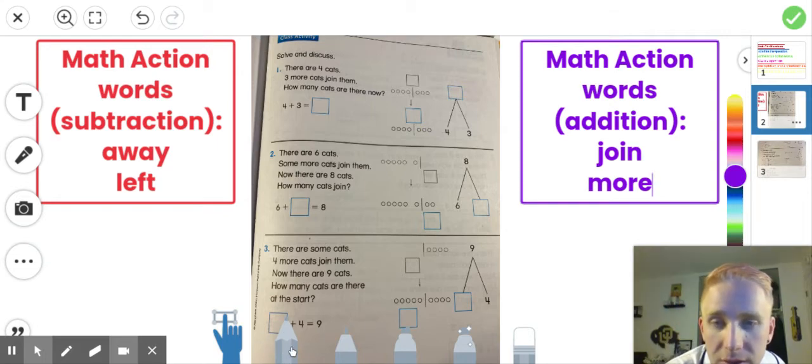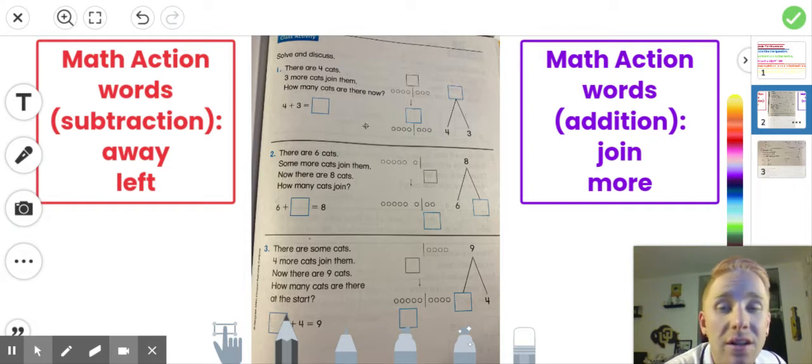I'm going to switch over to my pencil tool and let's take a look at our first problem. There are 4 cats. Okay, so I see my 4 here. I see a 4 here. 4 cats. 3 more cats join them. How many cats are there now?